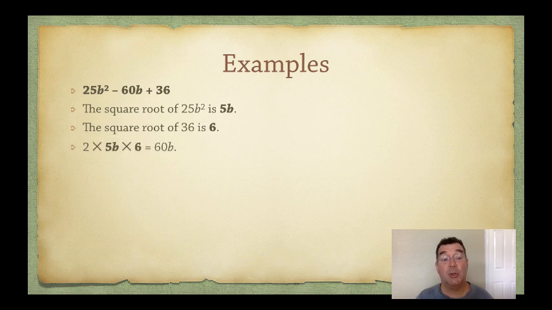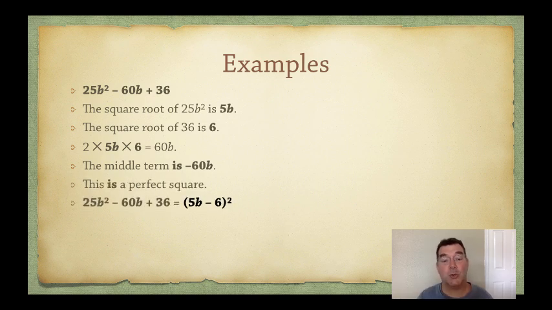Well, if I take 2 times 5b times 6, that is 60b. The only difference is I've got a minus in the middle, but this is still a perfect square. I just need to remember that I need to put a minus in those parentheses. So this is a perfect square, and my answer is 5b minus 6 all squared.